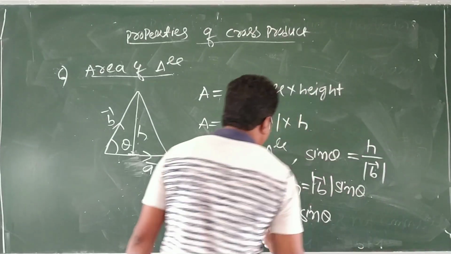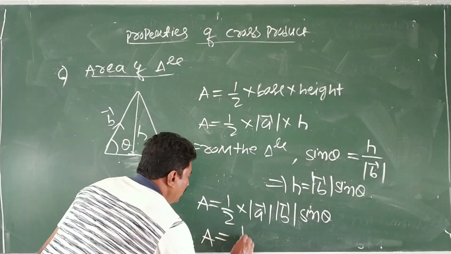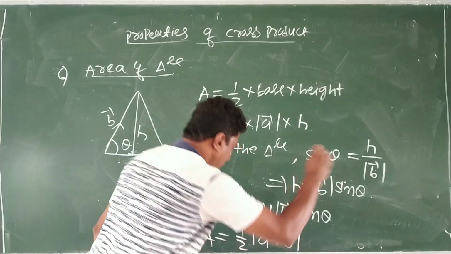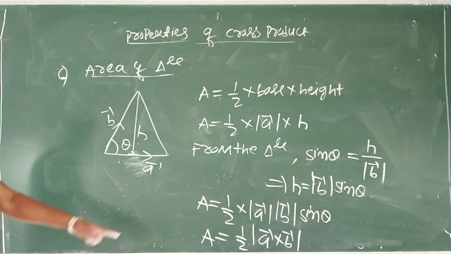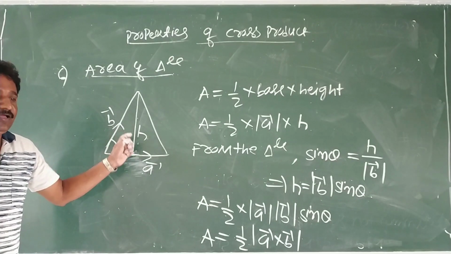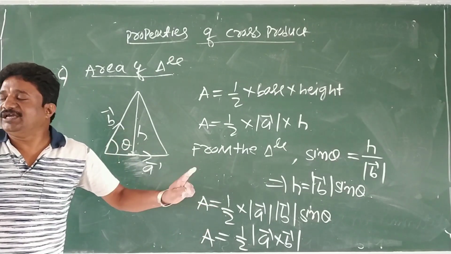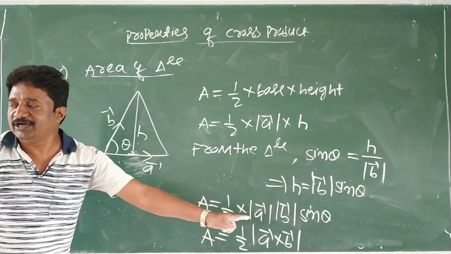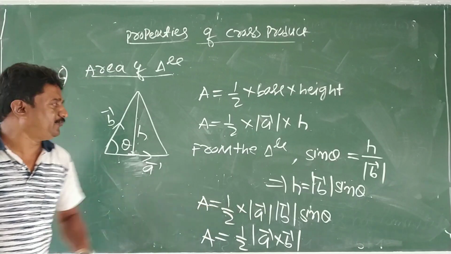So area A is half into magnitude of A cross B by vector. Whenever area is required, use this formula. What is the area of the triangle? Half into magnitude of A cross B.